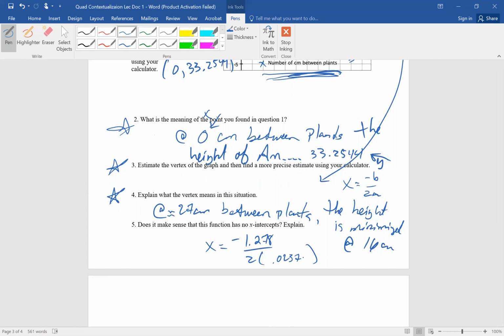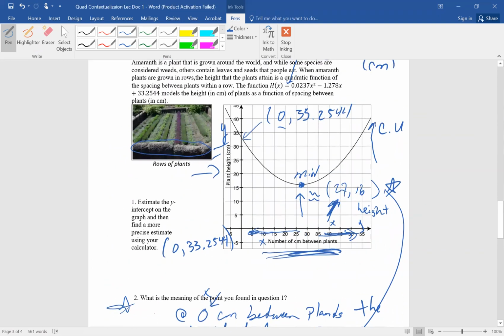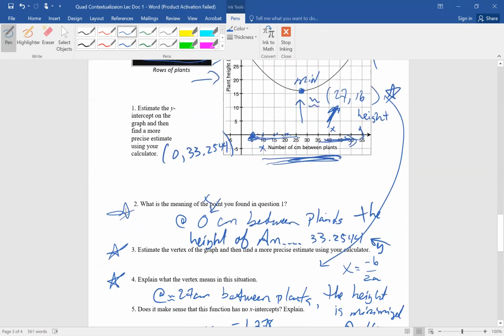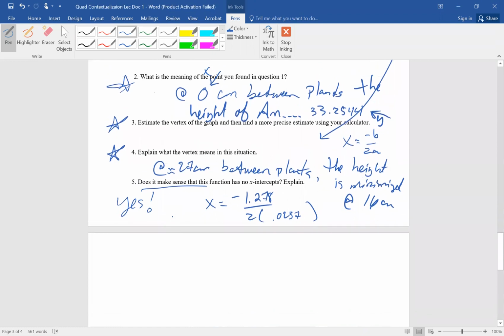Now, back to number 5, does it make sense that the function has no x-intercepts? Well, you tell me, what would happen if you had an intercept here? That would mean you would have no height if the plants are, I don't know, 15, 20, 10, 15, 20. So if you had an intercept, it would mean you'd have no plant. So yeah, it makes sense in this problem. So does it make sense? I'd say yes, because at that value you couldn't see the plant. It would have no height. So that's really all I'm asking you to do on this one.